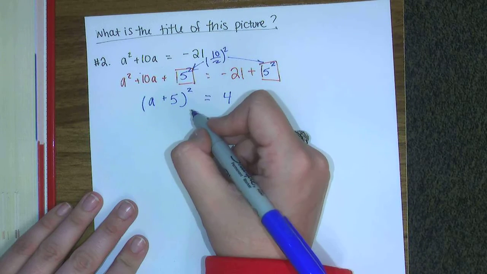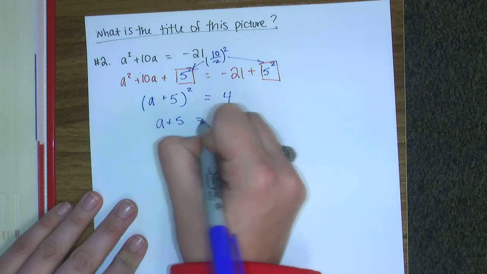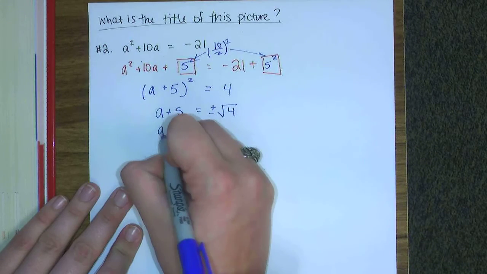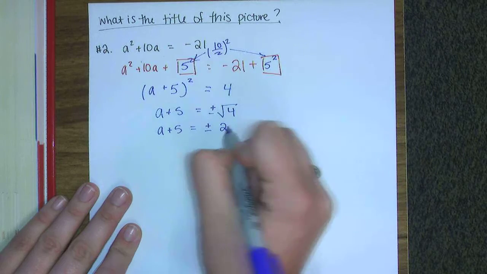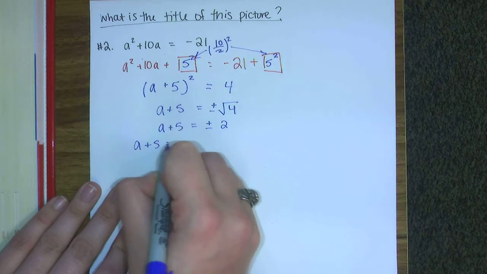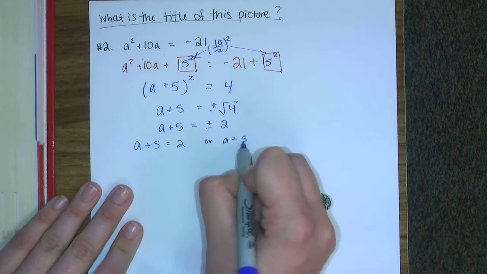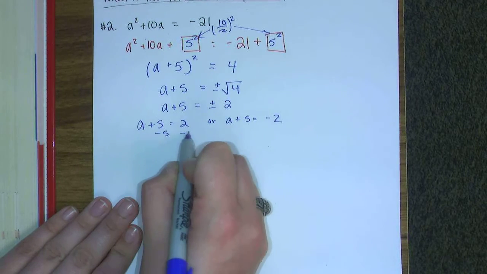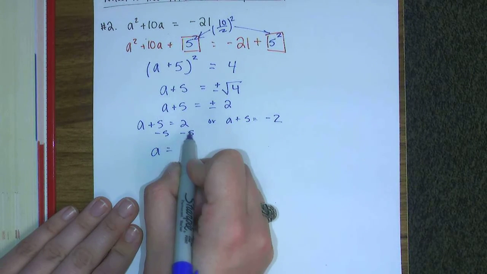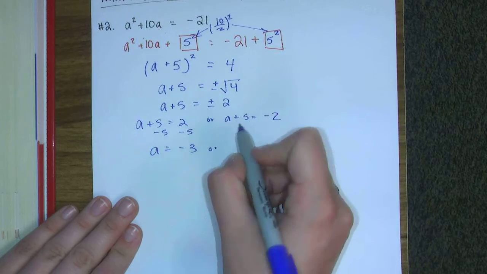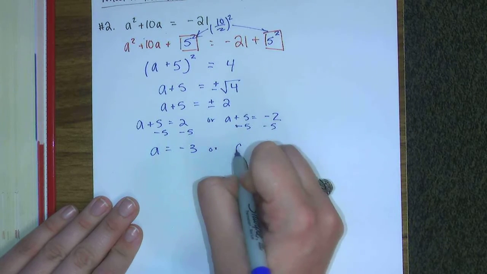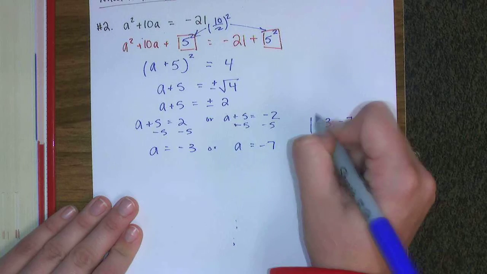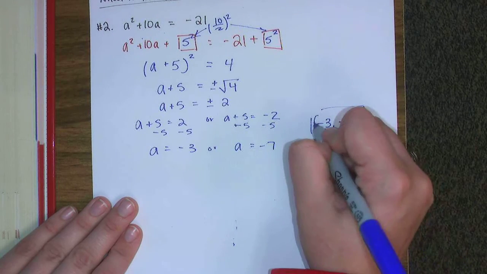Now I'm going to take the square root of both sides, so a plus 5 is equal to plus or minus the square root of 4. We know the square root of 4 is 2, so a plus 5 is equal to plus or minus 2. So a plus 5 is equal to 2, or a plus 5 is equal to negative 2. Now I need to subtract 5 from both sides. A is equal to 2 minus 5 is negative 3, or negative 2 minus 5 is negative 7. Negative 3, negative 7 is the answer it's looking for, and they put them in those little squiggly brackets.